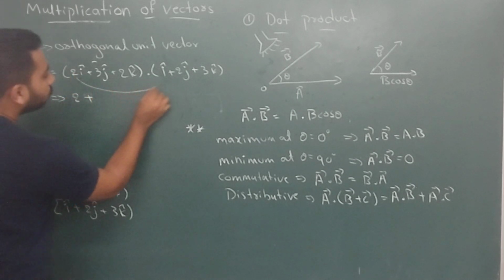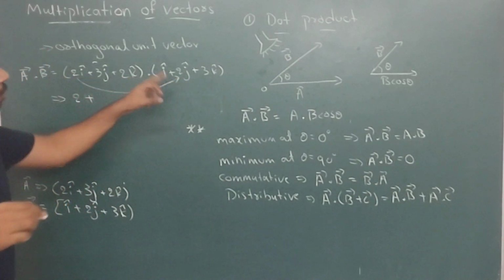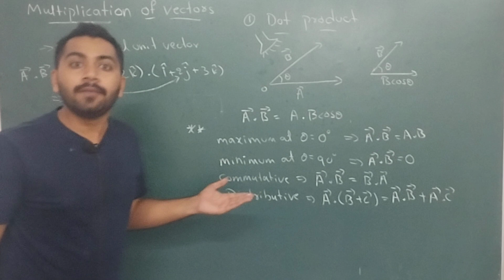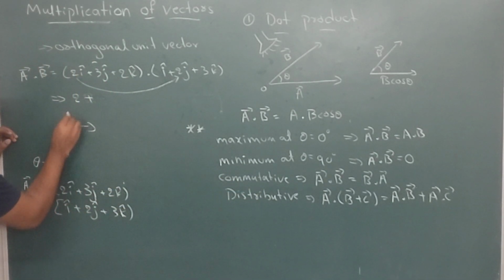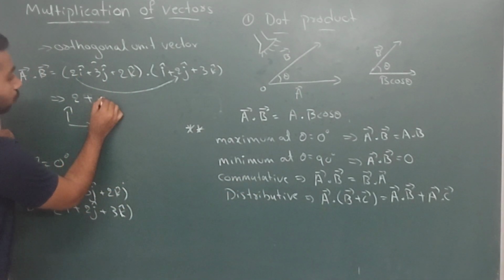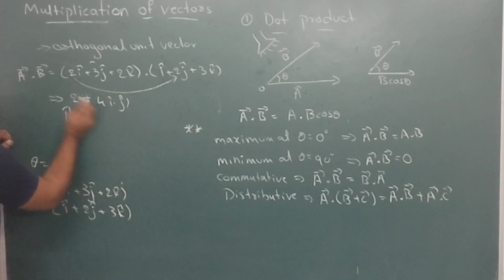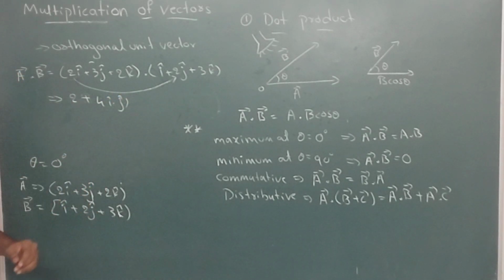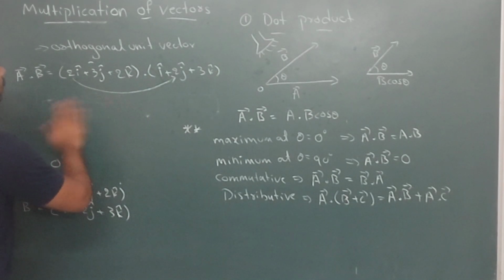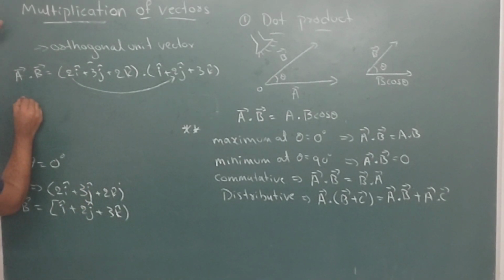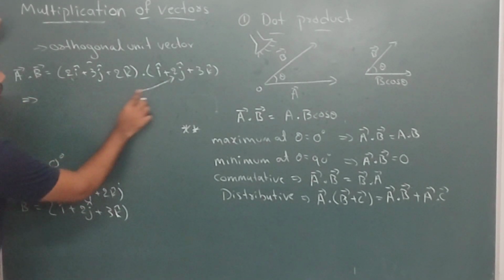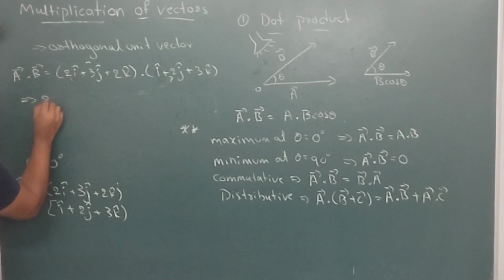Now do we need to do this, i into j, 2i into 2j? Why will we do this? i is in this direction, j is in this direction, 90 degrees. Let us write it fully, so there is no confusion. Multiply each and every term of this.